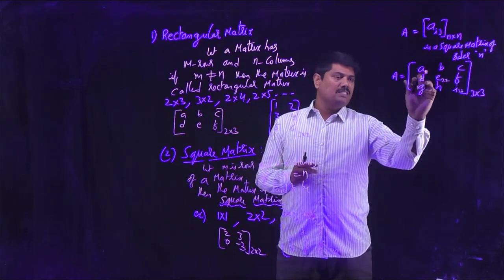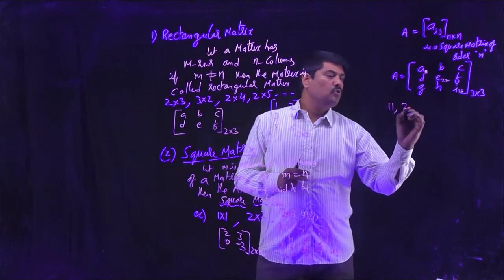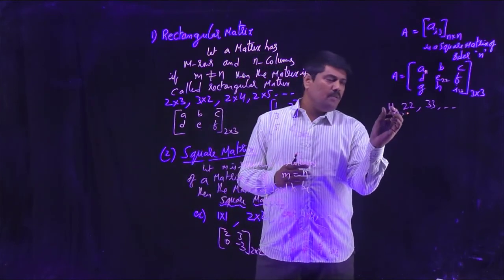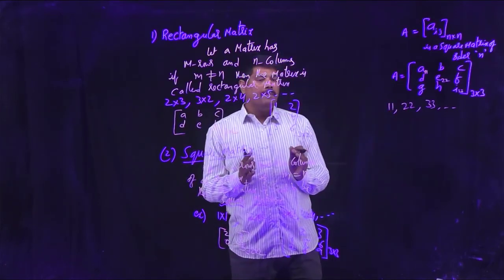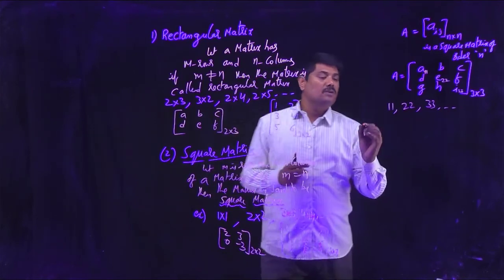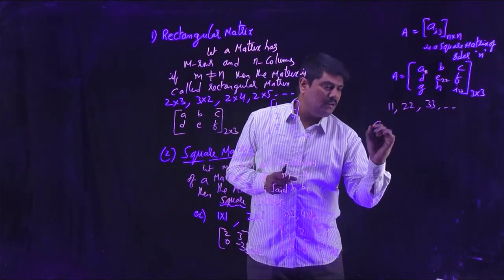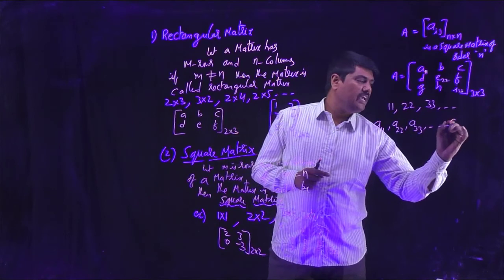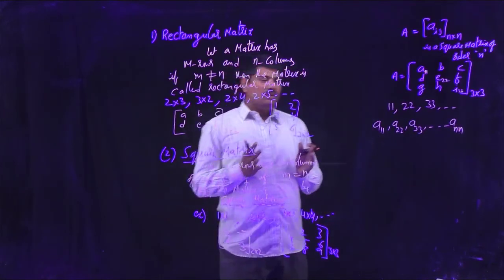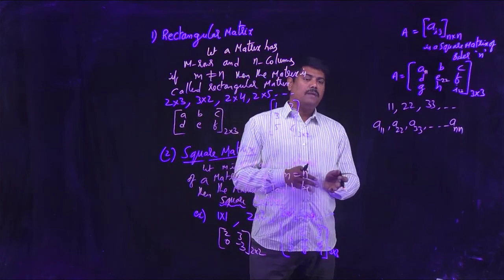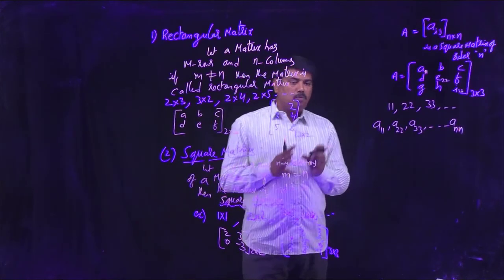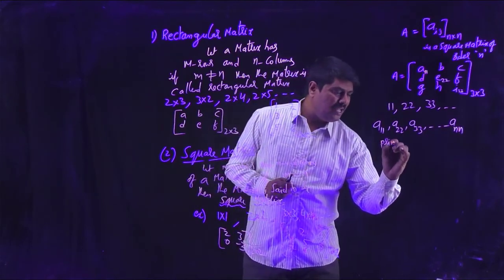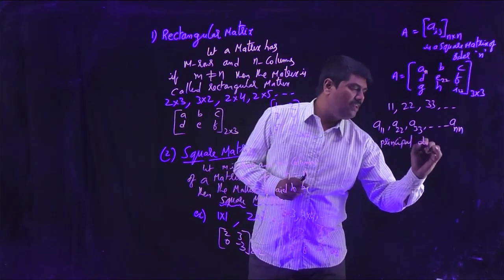So the elements in 1 1 position, 2 2 position, 3 3 position, and so on, the elements having a position like this, we call them principal diagonal elements. Let me write in general: A11, A22, A33, and so on, Ann. The elements which have the same row number and column number, both equal for that element, are said to be principal diagonal elements.